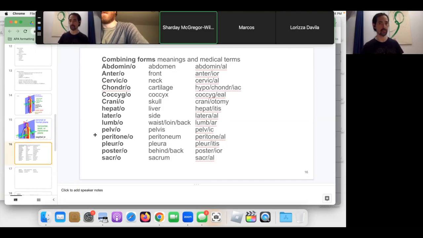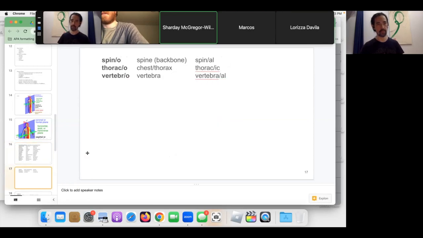Pelvo, pelvis, pelvic. Peritoneo, peritoneum, peritoneal. Pleuro, pleura, the lungs, pleuritis. Postero, behind or back, posterior. Sacro, sacrum, sacral. Spino, spine or backbone, spinal. Thoraco, chest or thorax, thoracic. Vertebro, vertebra, vertebral.